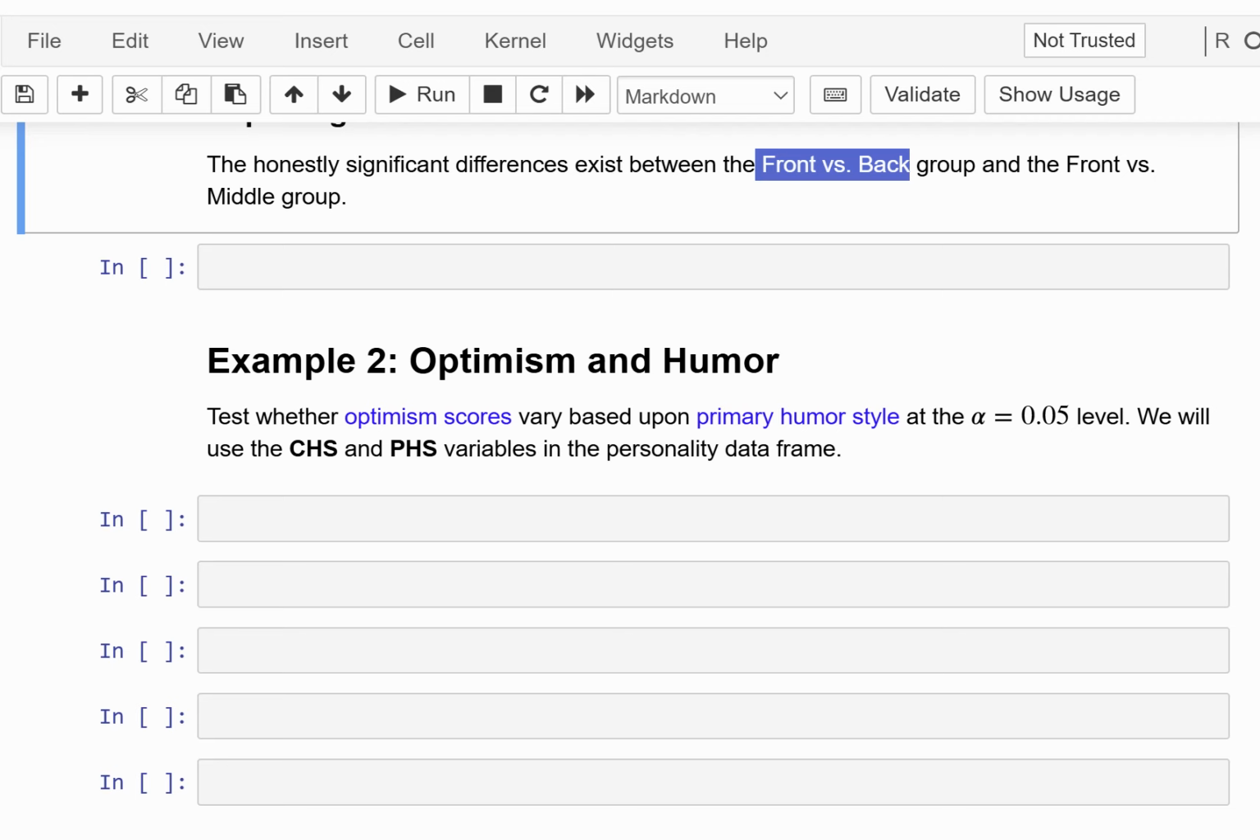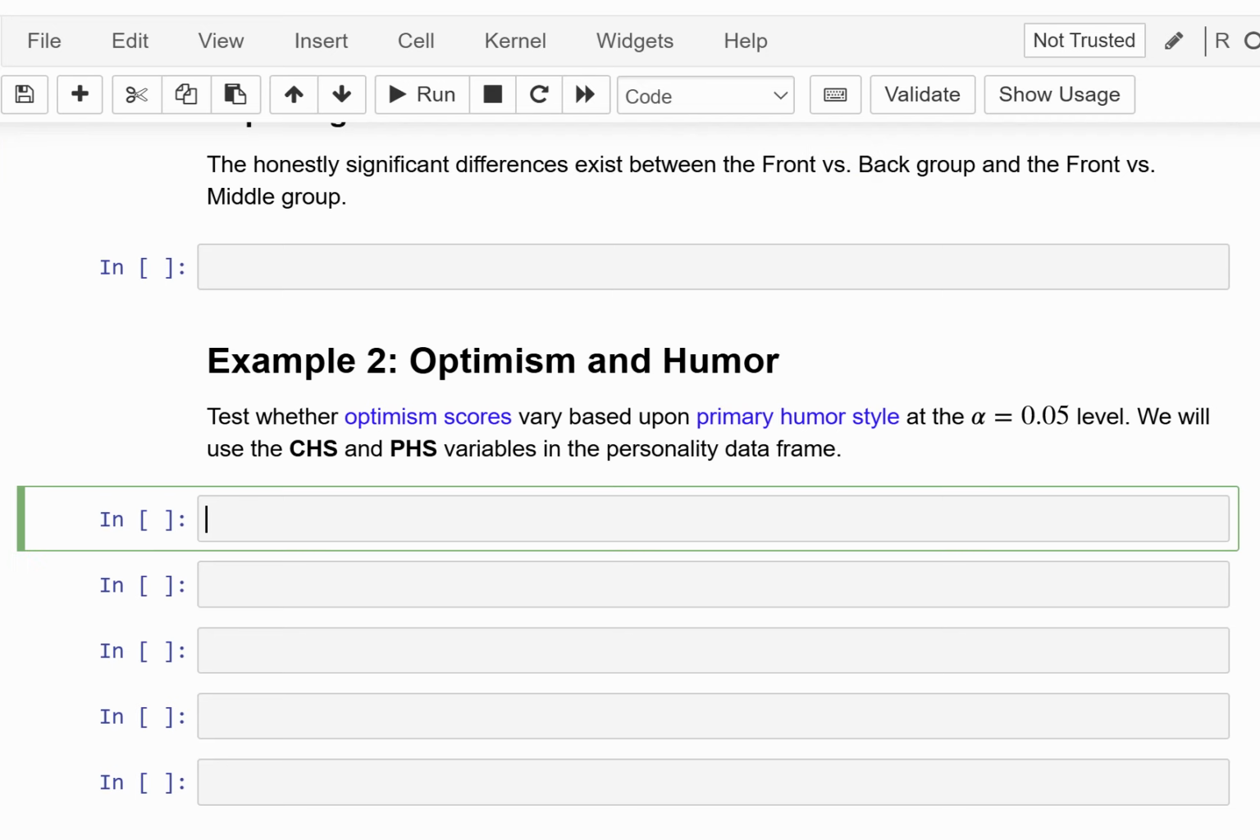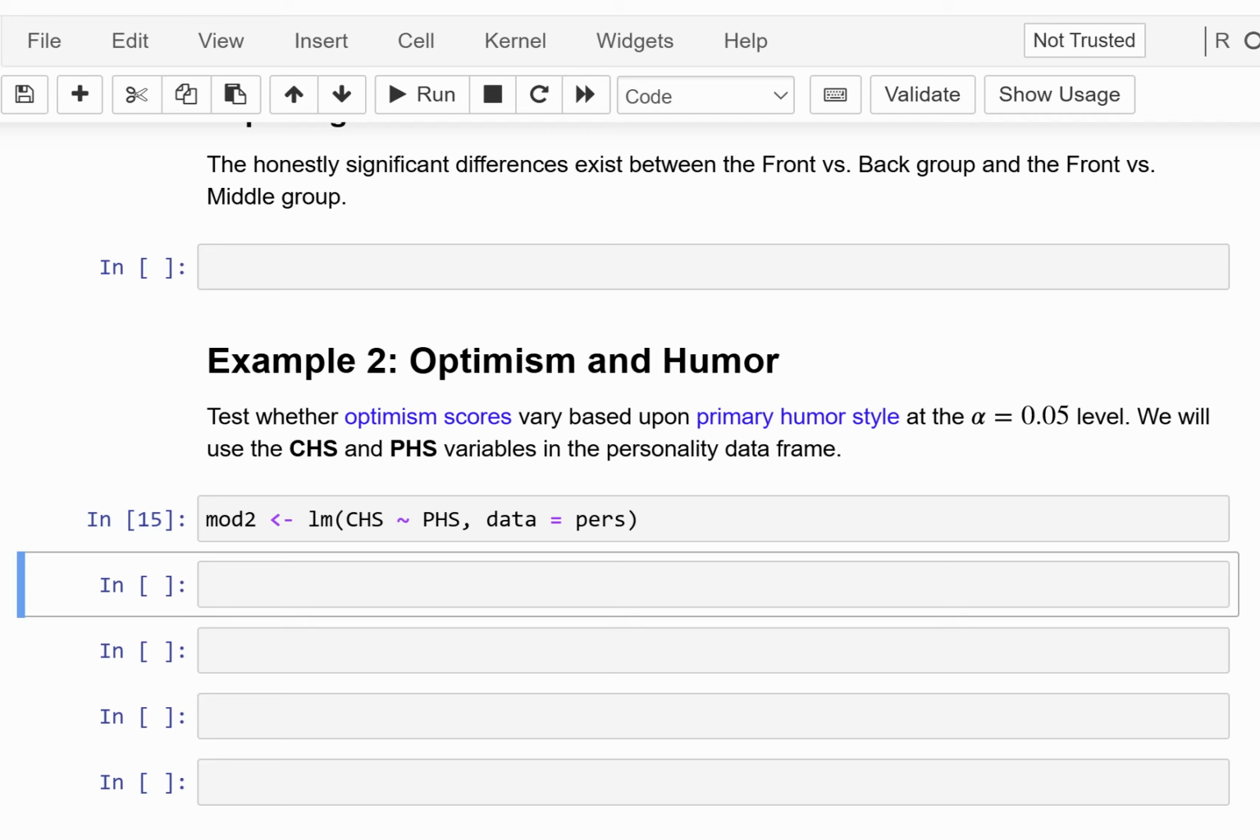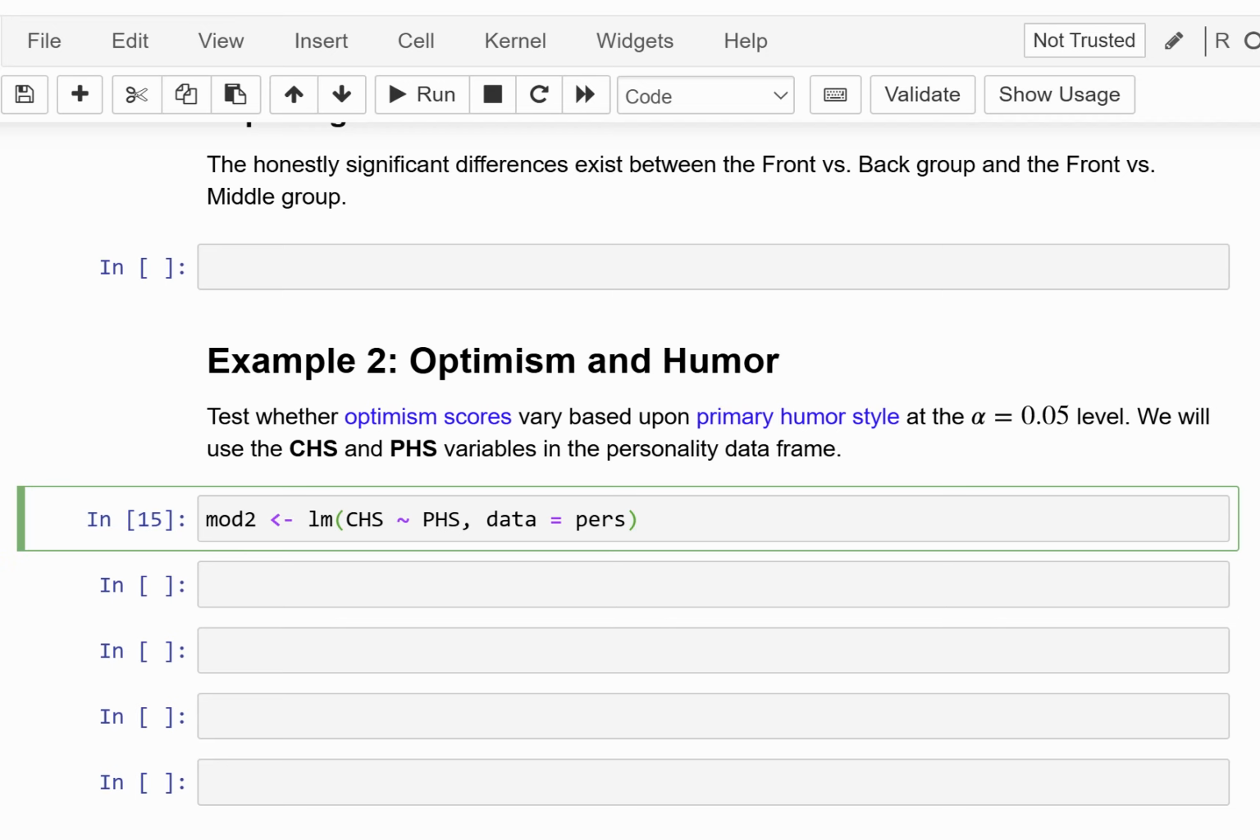All right, and what are we going to do? Again, they're in the personality data frame, which is already loaded, so we can do mod 2, right, is a linear model. We're doing CHS is our numeric variable. Tilde PHS, primary humor style, is a grouping variable with 4 levels. And the data is in the PERS, the personality data frame. Okay. So we have it loaded. I suppose that what I don't have, right, is the hypothesis.